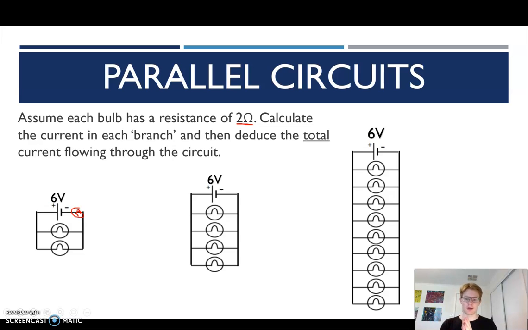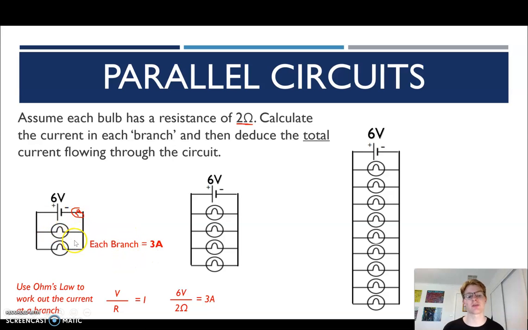All right, so I'm going to reveal the answers in 3, 2, 1. Here we go. Okay, so using Ohm's law, we can work out the current of each of these branches. Like I said, you need Ohm's law to work out the current in each of these. So voltage divided by resistance gives you current. 6 volts divided by 2 ohms gets you 3 amps. So each branch should have 3 amps, and that should be the same for every single one of these branches.